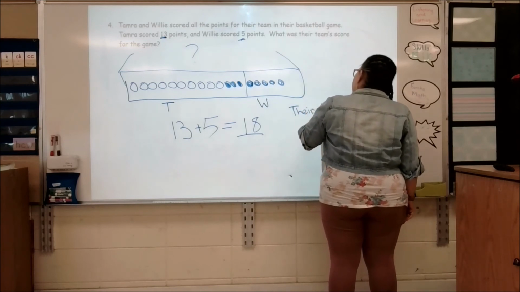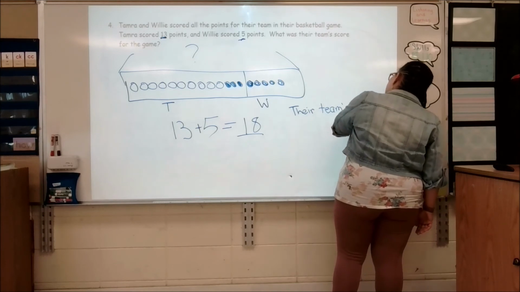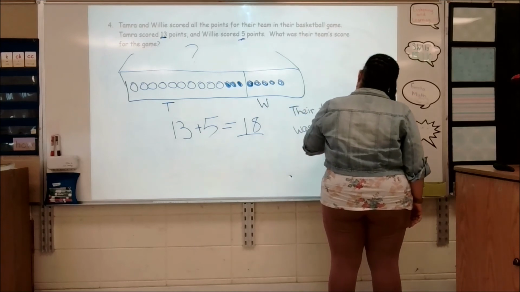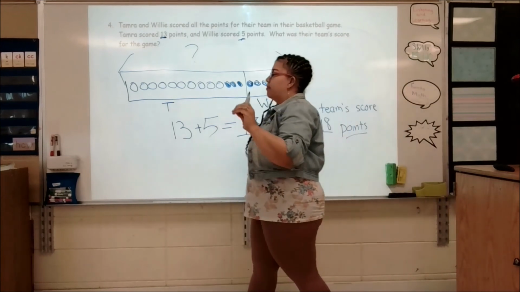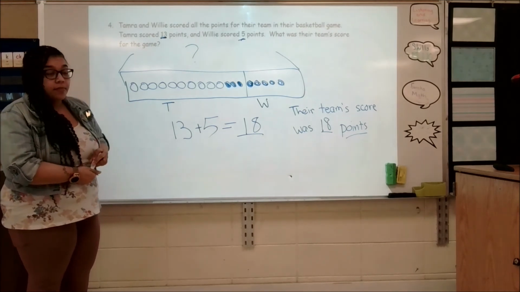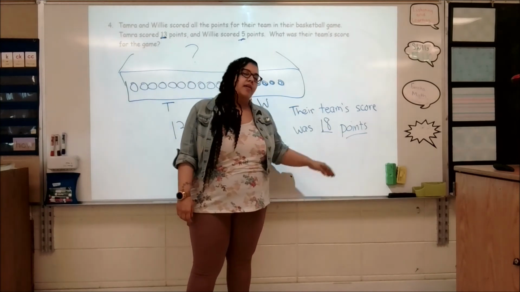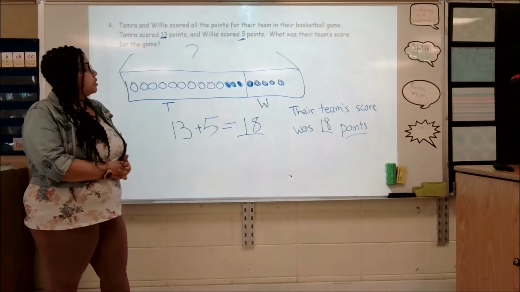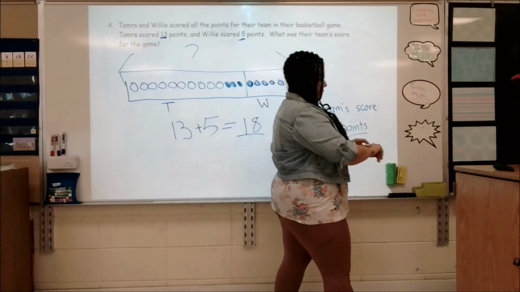Their team's score was... What combination can you have and be correct? We've talked about this before. The number and the object. In this case, it is the number and the points. This game would be 18 points. So, their team score for the game was 18 points.